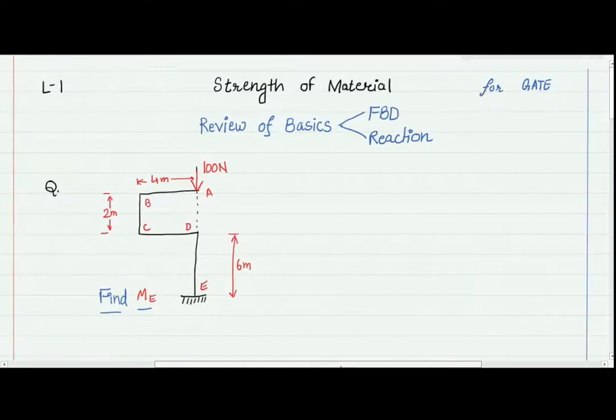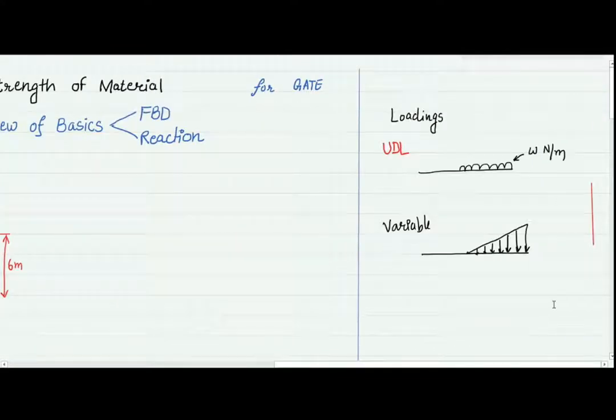In addition to that, we have also seen different types of forces, for example, point load, uniformly distributed load, as well as variable loading. In the case of a uniformly distributed load acting over a length of L, if I am interested in making an equivalent load, I can remove the uniformly distributed load and make a single point load. The magnitude of this force will be W into L, and the position will be at the center of this loading.